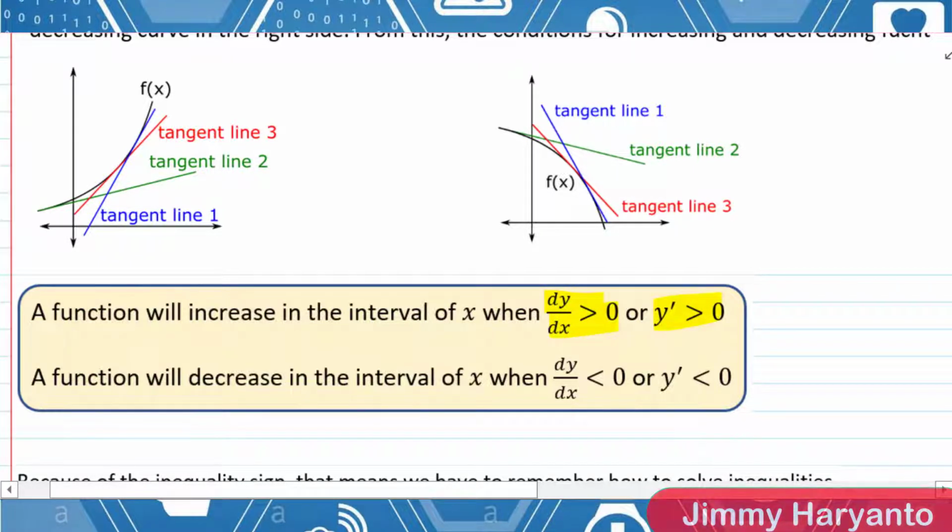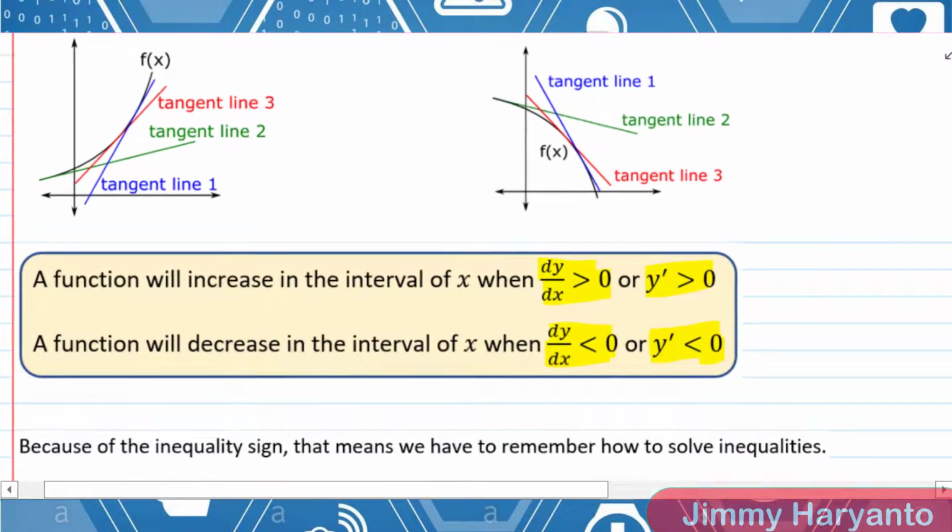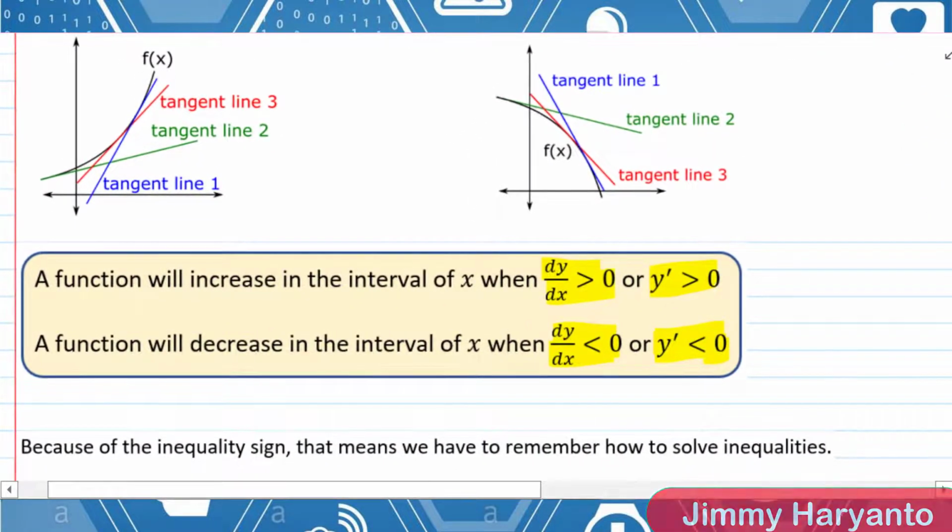And then for the function to decrease in the interval of x, it will be dy over dx less than 0, or maybe y prime less than 0. Okay, so this is the condition for increasing and decreasing functions.